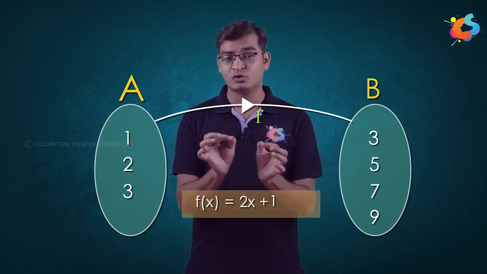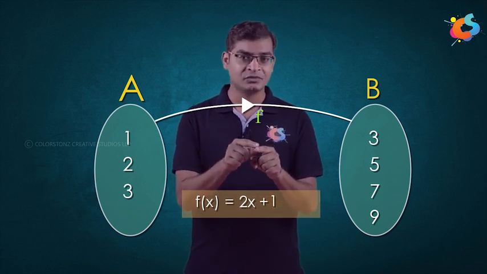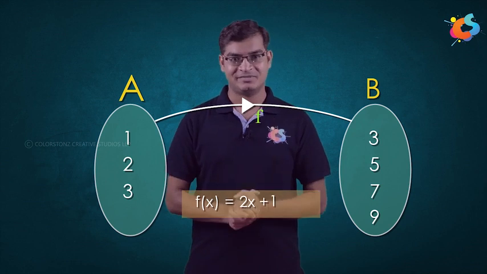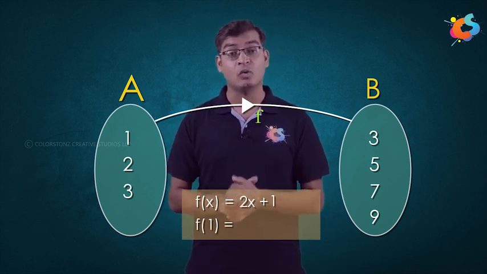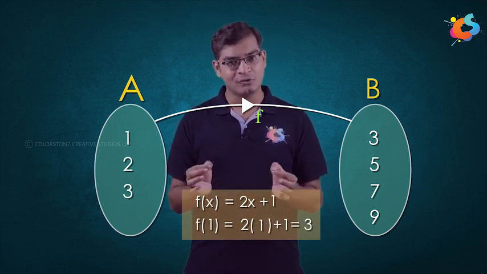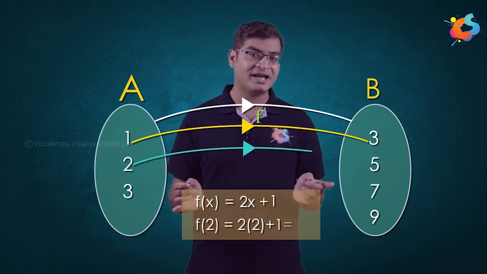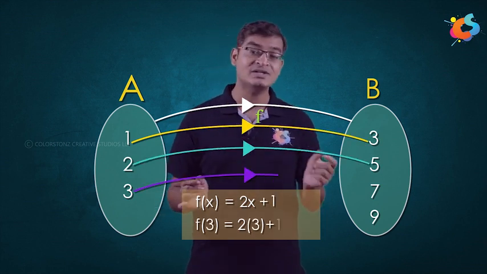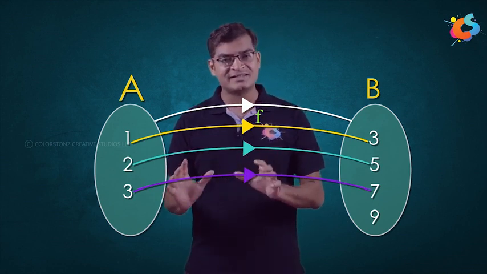Now what is f of x doing? If you give an input x, then it will double it and add 1 to it, right? So now here, if 1 is the input, then what will it do? It will double it, add 1 to it. So therefore, 1 will be mapped to 3, 2 will be mapped to 5, 3 will be mapped to 7, correct? Okay, so now let us move this diagram a little away and let us take some questions.